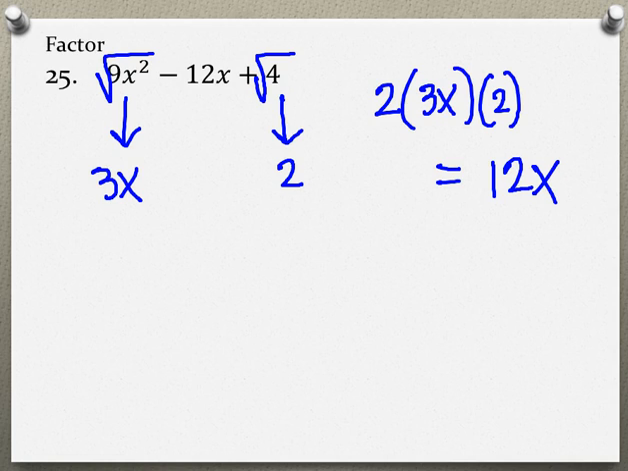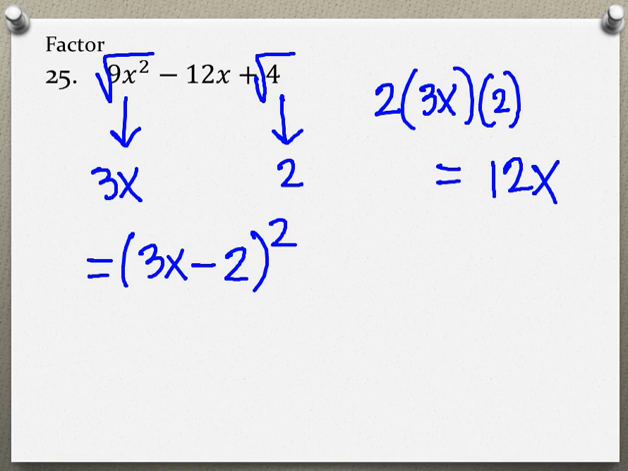Even though the term in the polynomial is negative 12x, the negative just tells us the sign we should use when we factor the trinomial. So basically we're going to have 3x minus 2 squared. That's how we factor a perfect square trinomial.